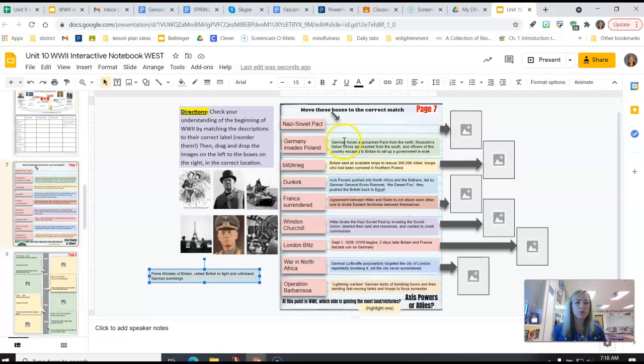Then you'll go through and look at Germany invades Poland. So what does that cause? What is the result? You'll have a box that you'll move into that blank. So as we go, you'll be able to complete these and get them in the right order.